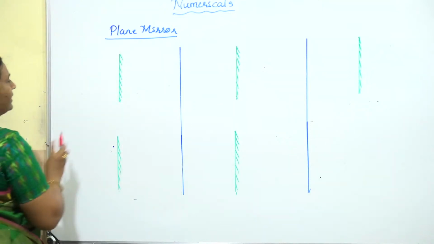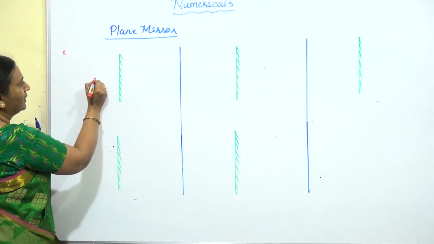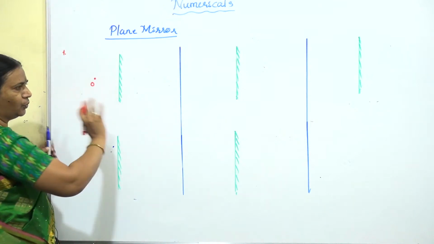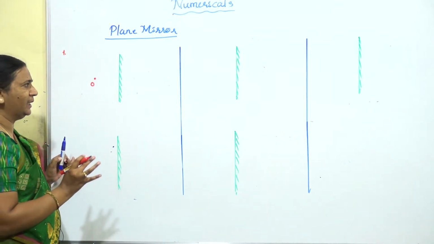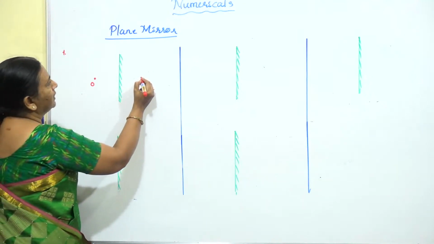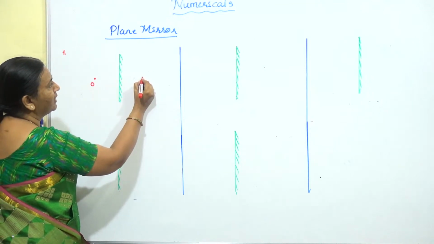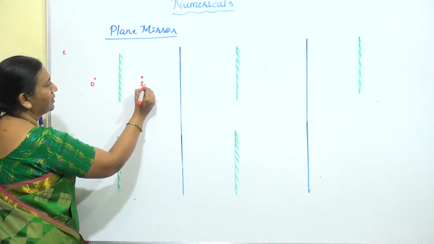Imagine the first case. We are having this as an object. So very clearly I am going to explain. Certain things already you know. So let me make it more clear. So the object distance should be equal to the image distance. This becomes your image.